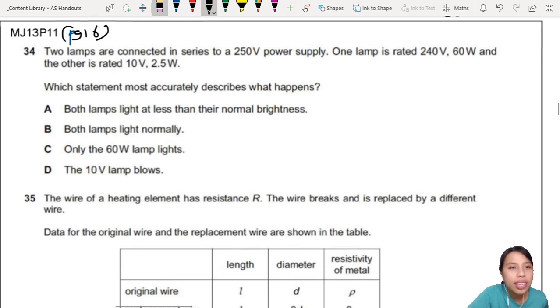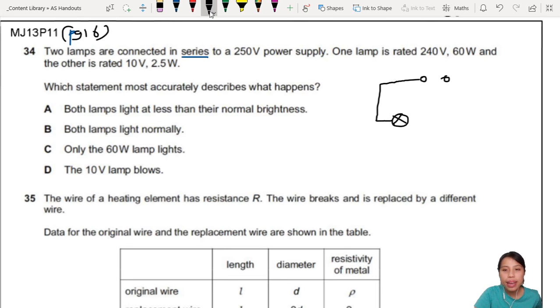Wow, did my pen just change color halfway? That's interesting. We have two lamps in series to a power supply. When you see a circuit question that has no picture, you better draw it out. So let's try our best to draw it. In series, power supply, you can draw like that. Two dots. Then go to two lamps. For a lamp, you can use the X. And then another X. And then go back to the power supply.